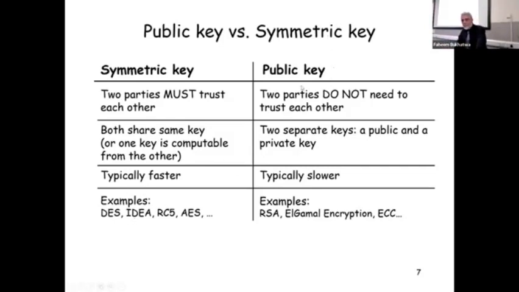The public key can be used for non-repudiation. The symmetric cannot be used for non-repudiation. The public key can be used for digital signature. Symmetric key cannot be used for digital signature. So there are a lot more advantages to the public key. It has fewer keys; the total number of keys in a group is a lot less.